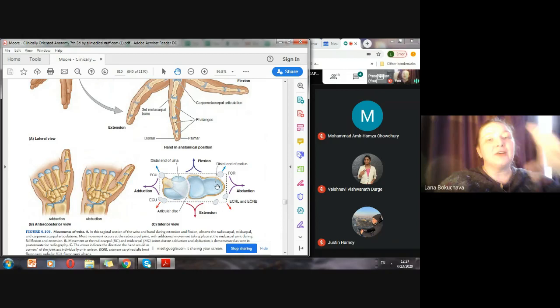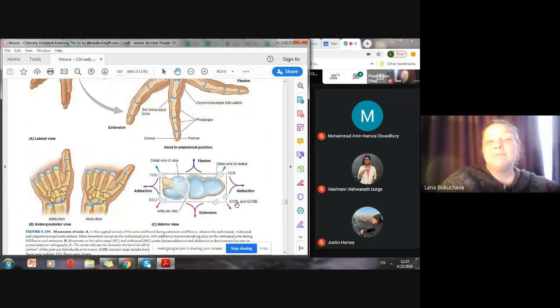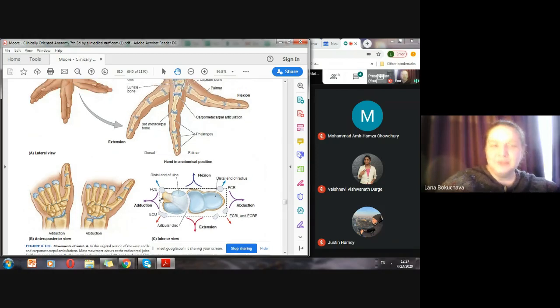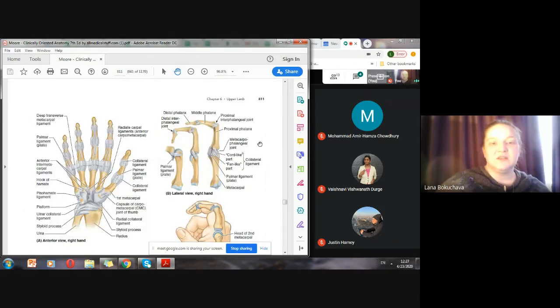tendons are arranged in order, as well as covered by this transverse ligament, or simply the flexor retinaculum here and extensor retinaculum on the posterior side. Is this part clear, more or less? I do believe it's understandable, yeah? So here they just show you what is abduction and adduction at the portion of the wrist joint, and I do believe it wasn't very difficult to understand.